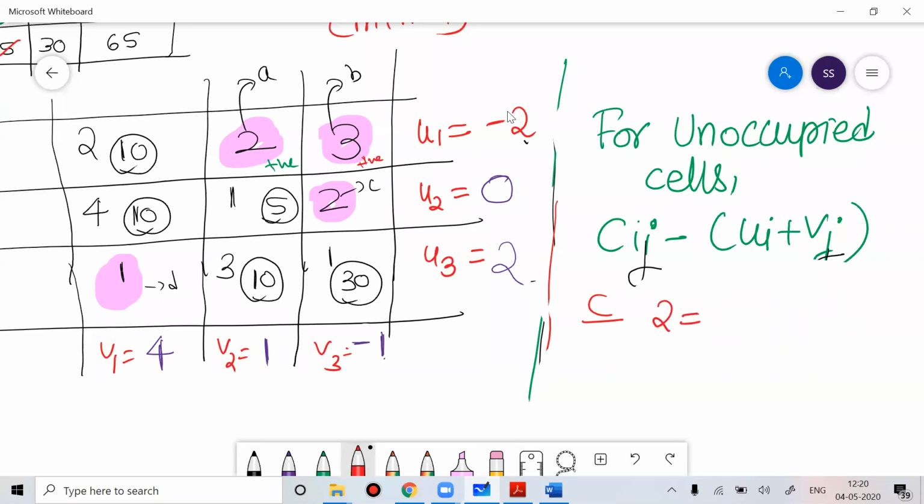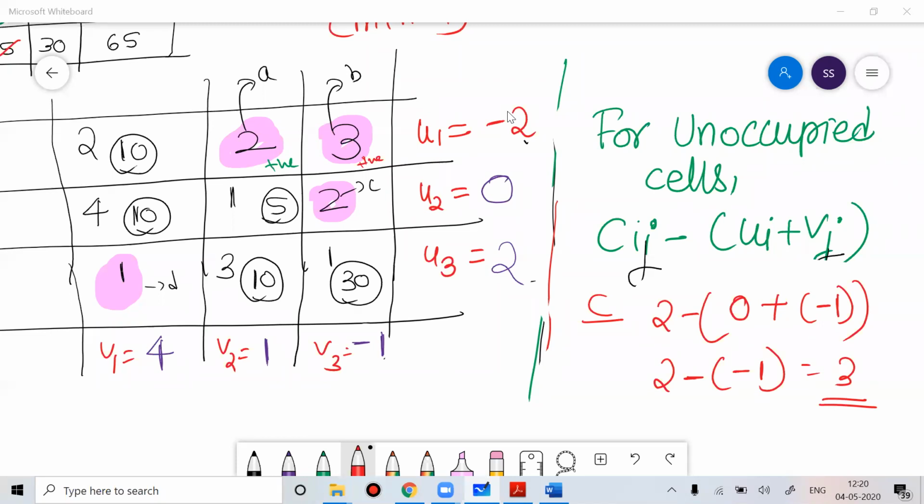2 minus, what is the U value? 0. What is the V value? V value is minus 1. So this is 2 minus minus 1, that is again 3. This is also positive. This much is clear. So I found A, B, C.